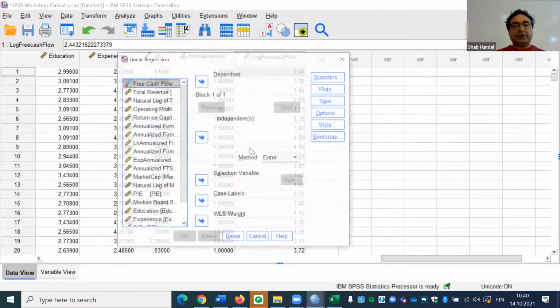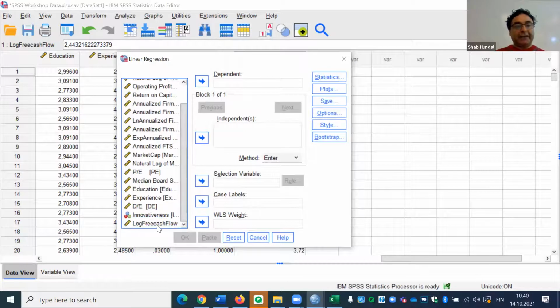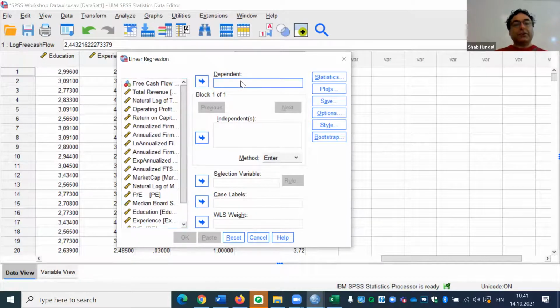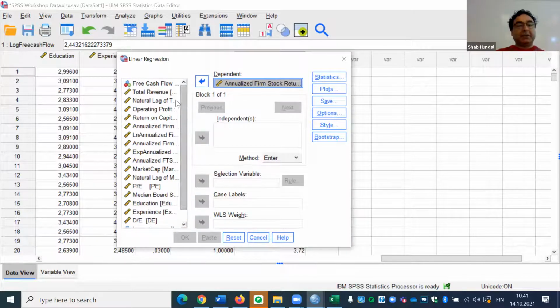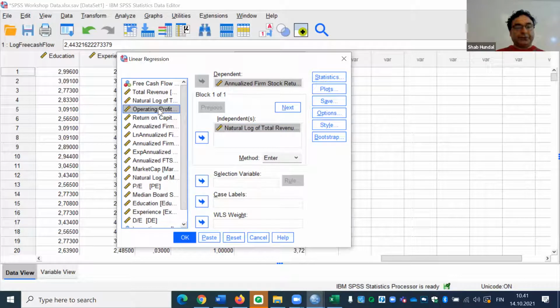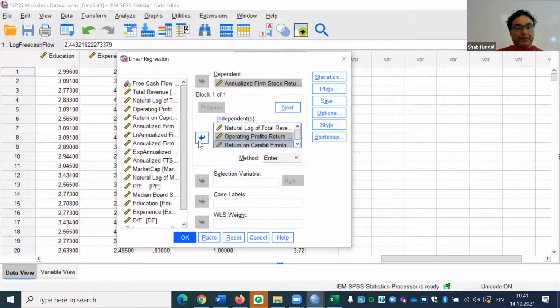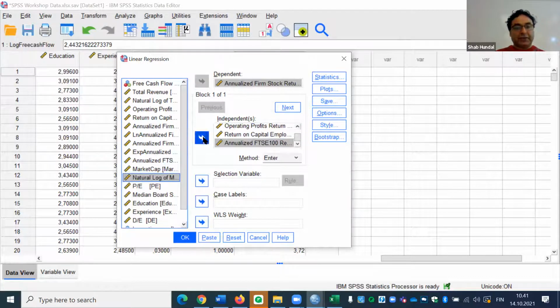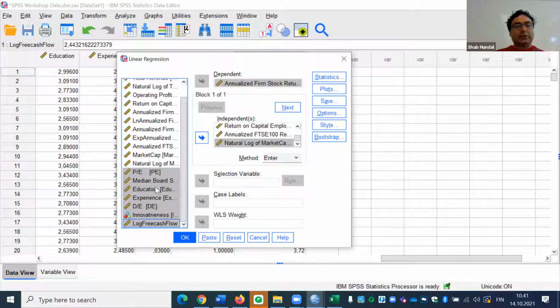Now when I go back to Analyze, Regression, and Linear Regression, because now I have the log free cash flow, I need to first select all the variables. Your dependent variable is annualized firm return. Now we go step by step again. So we have the log of total revenue, we have the operating profit, we have the return on capital employed. Then we have the FTSE return annualized. We don't take market cap, but we take natural market cap. We have the price to earning ratio. And now we can take all the variables including log of free cash flow. Now it's okay.